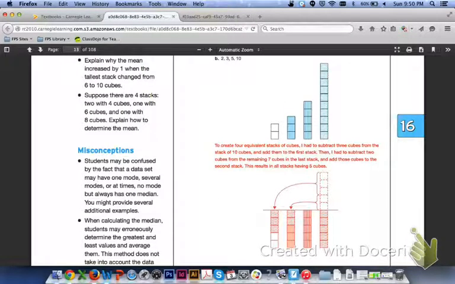To create 4 equivalent stacks of cubes, you could subtract 3 cubes from the stack of 10 cubes, add them to the first stack, then subtract 2 cubes from the remaining 7 cubes in the last stack, and add those cubes to the second stack. This results in all stacks having 5 cubes.